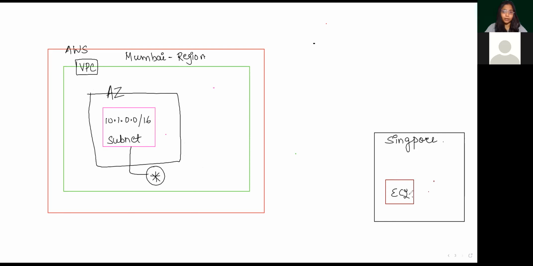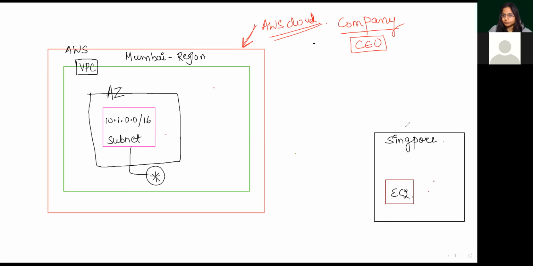Now assume a condition here. Say you have a company. You are working in a company, and you are the CEO of the company. Your complete website, everything is running in the Mumbai region of AWS server. Means on AWS cloud, every detail about your company, your website, and everything is running. Now you are at home as a CEO of the company. You want to work from home.